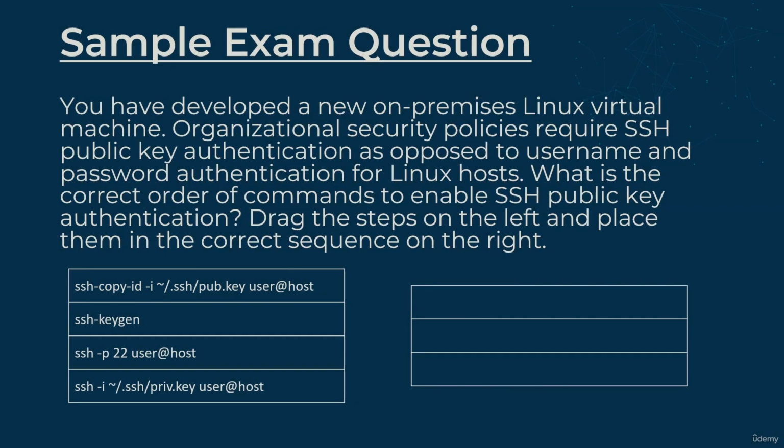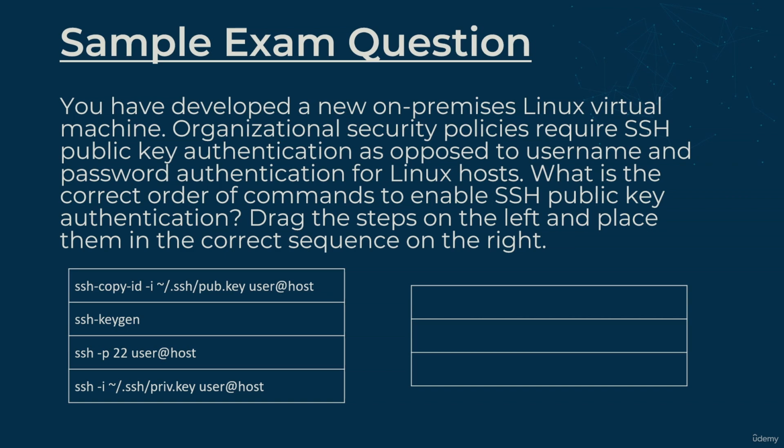On the Security Plus exam, you can expect a few questions that might test your knowledge of command line syntax. And this is an example of that type of question. The scenario begins with, you have deployed a new on-premises Linux virtual machine. Organizational security policies require SSH public key authentication as opposed to username and password authentication for Linux hosts. What is the correct order of commands to enable SSH public key authentication?